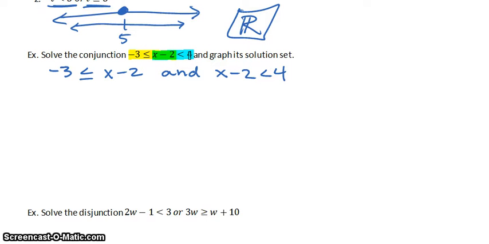You do not split up the x minus 2. They both have to have that middle one. So I split them up, and now I can solve them separately. We know how to solve them separately.